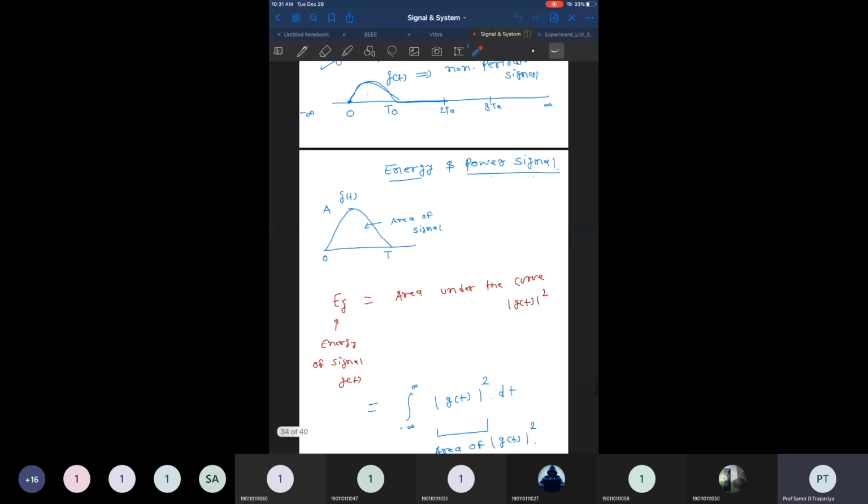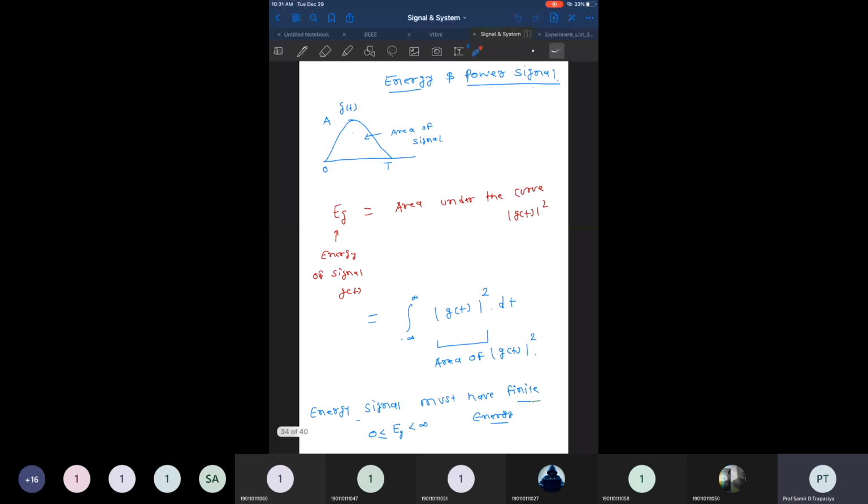Okay. So we have defined the energy and power signal, and here we have discussed that the energy signal is a signal for which the energy is finite. So if we consider the energy as the area under the curve |g(t)|^2. Why are we using the absolute value? Because all g(t) signals are not real signals. Some g(t) signals are complex signals. So this is applicable to a real signal as well as a complex signal, right? So that's why we are using the absolute value of g(t).